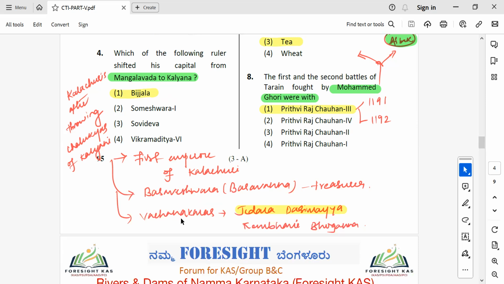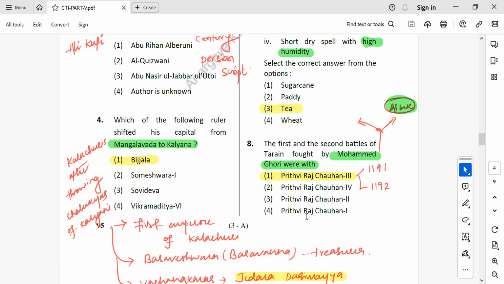And also there was a growth of Vachanakaras. Like in a previous year question, we discussed Jedara Dasimaya, who was also during this period of these rulers. So we have discussed these things.